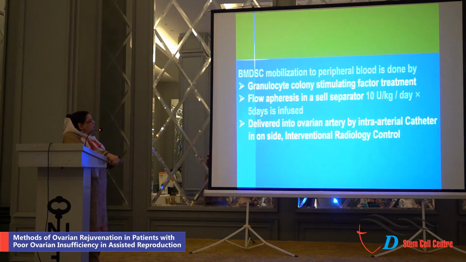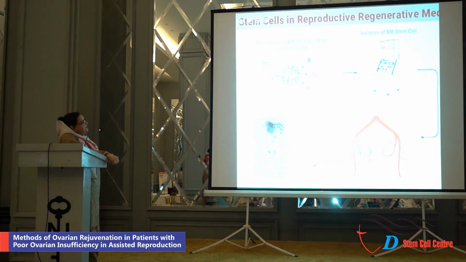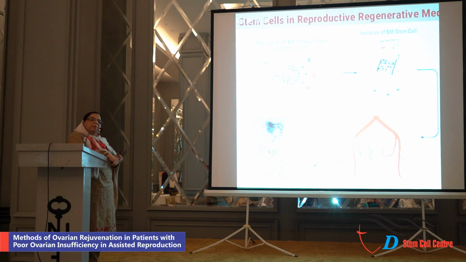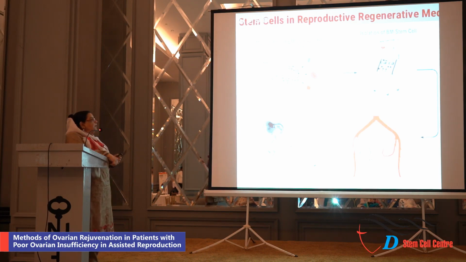into the ovaries. So this is the process I've shown: bone marrow stem cells can be mobilized by injecting granulocyte colony-stimulating hormone into the patient, and from peripheral blood you can get those bone marrow-derived mesenchymal stem cells. Then laparoscopically they were injected into the ovary.